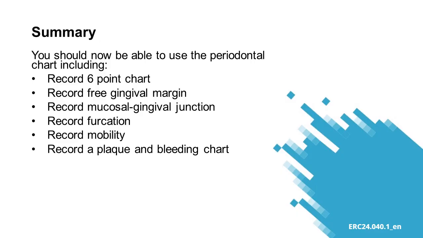You should now be able to use the periodontal chart, including recording a 6-point pocket chart, recording free gingival margin, recording mucosal-gingival junction, recording furcation, recording mobility, and recording a plaque and bleeding chart.